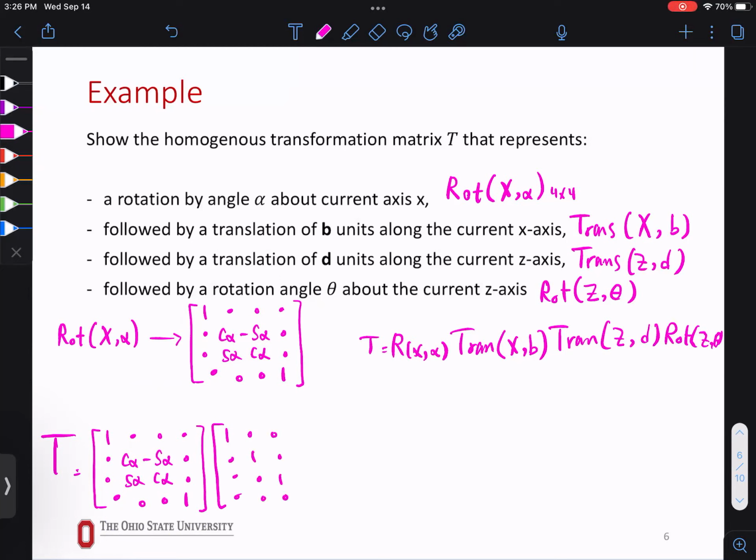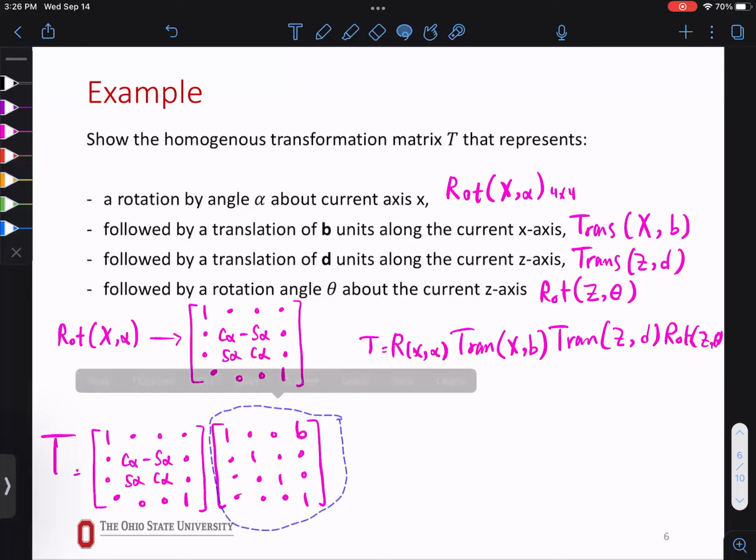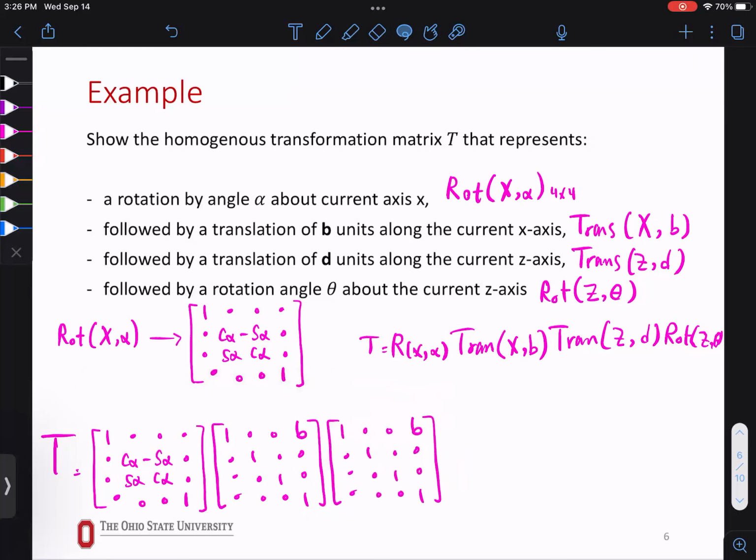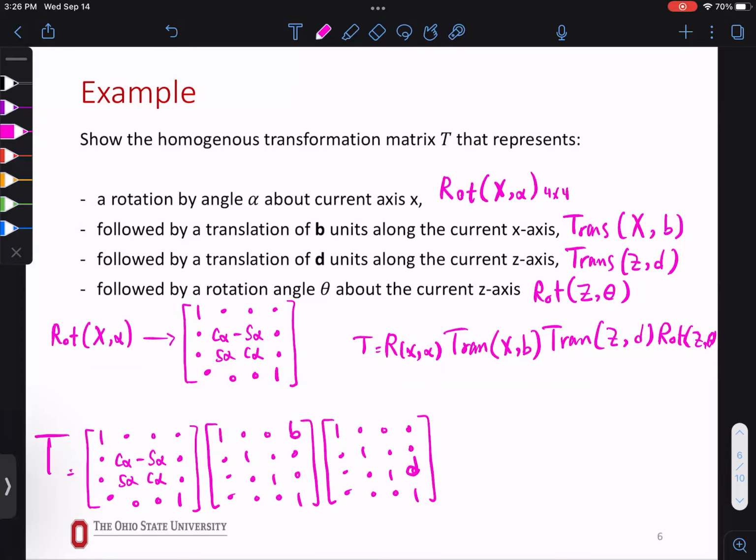So this is a pure translation, B along the x-axis, with 0, 0, 1. Then you have one more of these, this time with 0, 0, D. And then the last one is your rotation, cosine theta, negative sine theta, sine theta, cosine theta, 0, 0, 1, 0, 0, 0, 0, 0, 1. All right, so four matrices, all 4 by 4. If you multiply them, it will be 4 by 4.